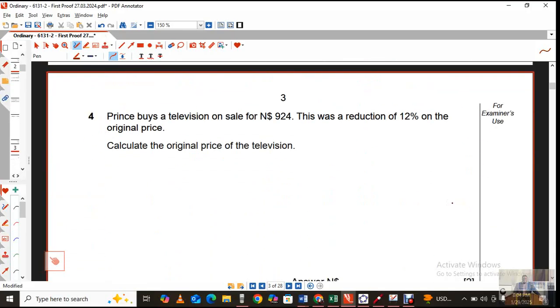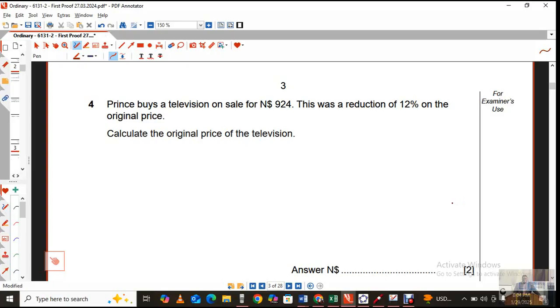Next, question 4. Prince buys a television on sale for 924. That is the price he bought it for. And this 924 represents a reduction of 12% on the original price. So what does it mean? Well, it means that the original price we are calculating should be slightly higher than 924.